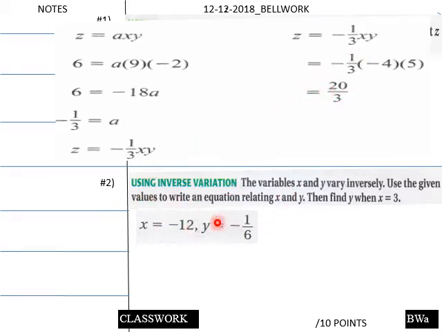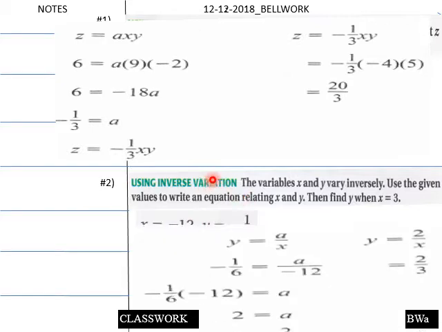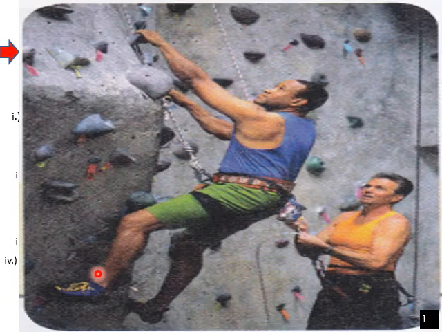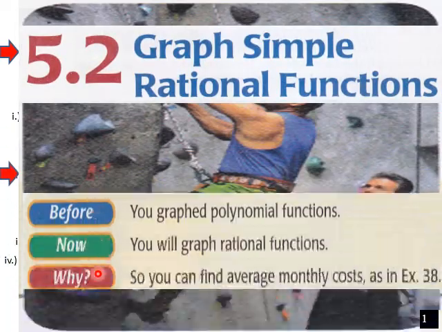And then this one here, we plug in our values and for our inverse variation, which is y equals a over x, we plug in our values and then we solve for a, which is 2 over x. We know our x over here. Y equals 2/3. Right here, 2/3.